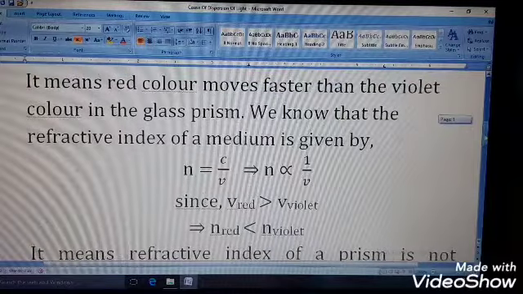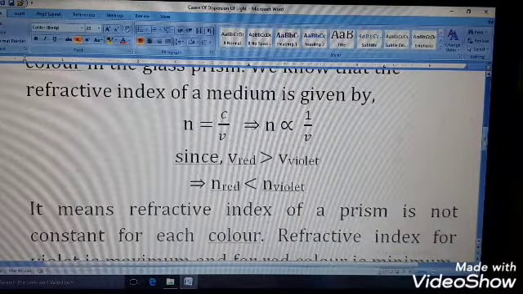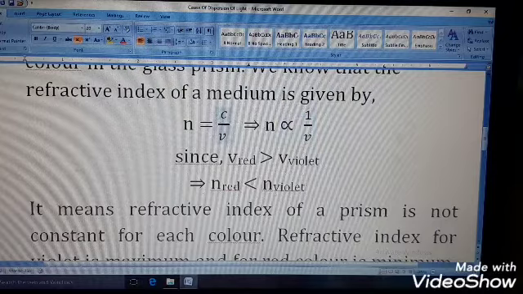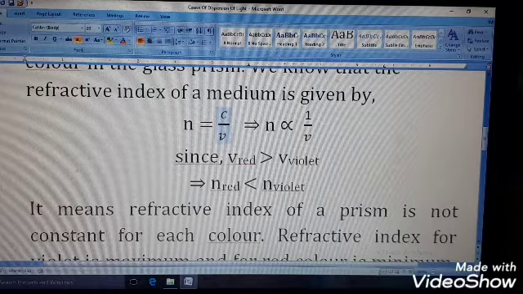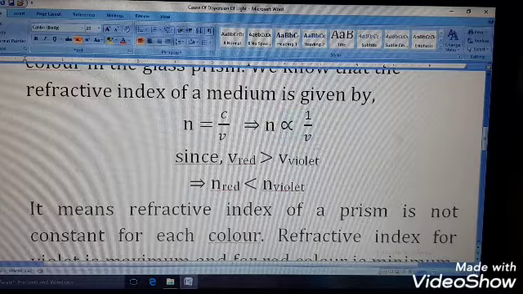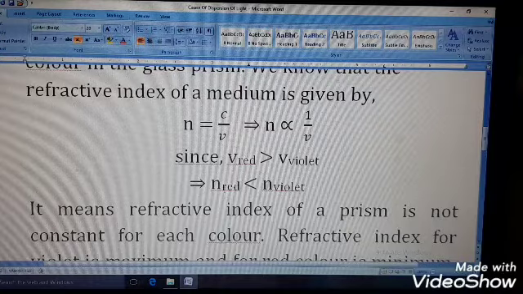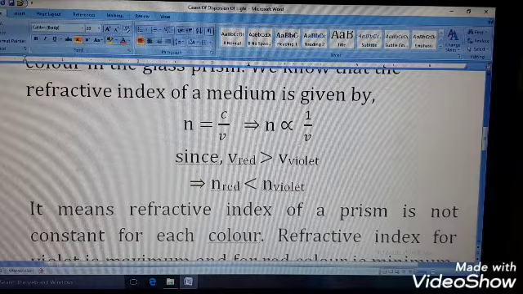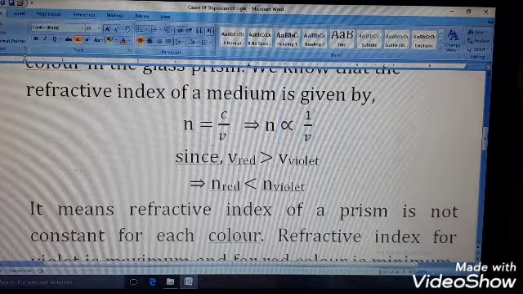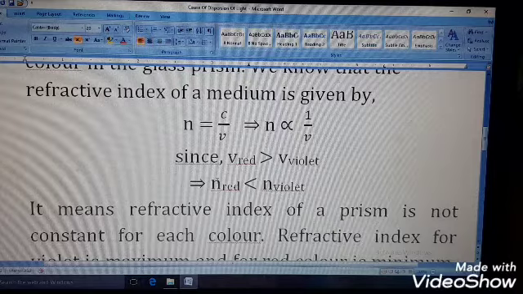Okay, so we know that the refractive index of a medium is given by n equals c upon v. n means refractive index, c is the speed of light in vacuum, and v is the speed of light of that light, meaning any color here. So n is inversely proportional to v. That means if the speed of red is maximum, its refractive index is minimum. I am repeating it again, refractive index is inversely proportional to velocity. That means if velocity increases, refractive index decreases. We know that the velocity of red is maximum, so its refractive index is minimum.